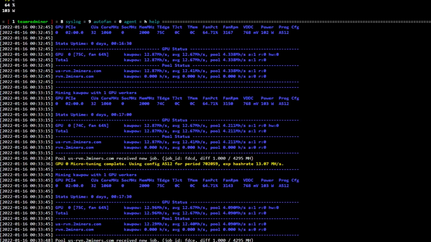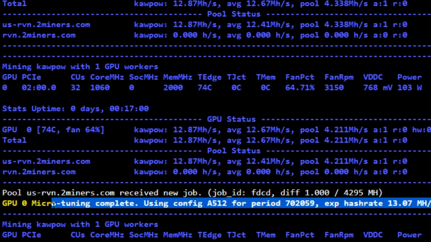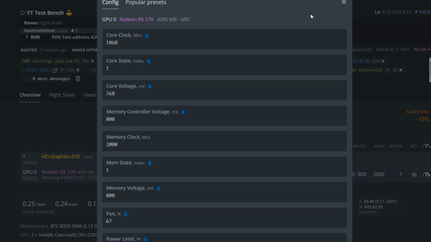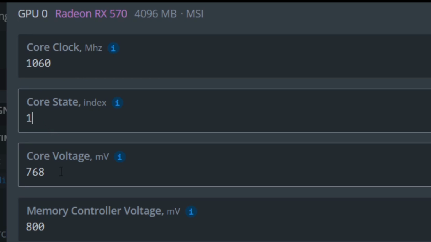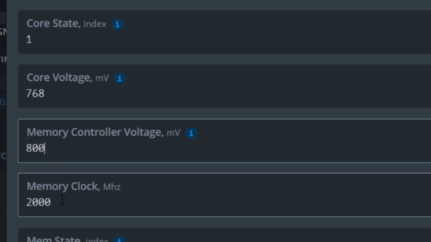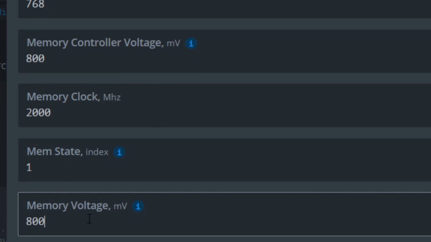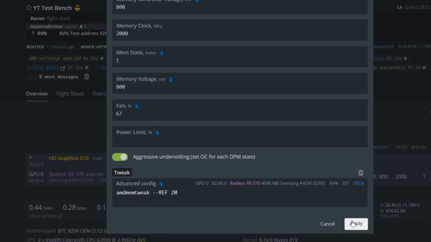The miner I will be using in this test is TeamRedMiner, as it has a micro-tuning feature which optimizes the hash rate between different block heights. The overclock settings that I'll be using are as follows: 1060 megahertz on the core, state set to 1, 768 millivolts for core voltage, 2000 megahertz for memory clock, memory state set to 1, 800 millivolts for memory voltage, and either REF 20 or REF 30 depending on your memory type.